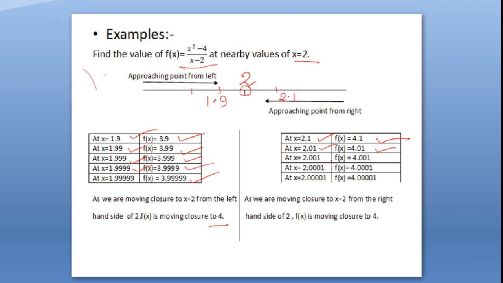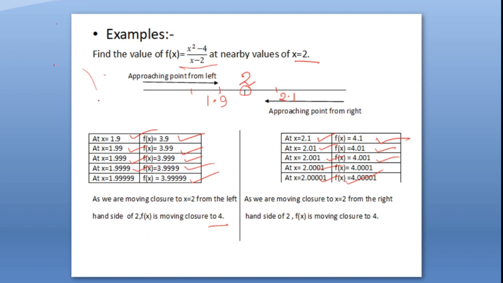Next, 2.001 gives 4.001. Similarly for these two points also. That means as we move closer to x equals 2 from the right hand side of 2, f(x) is moving closer to 4. Here we can write in this way.